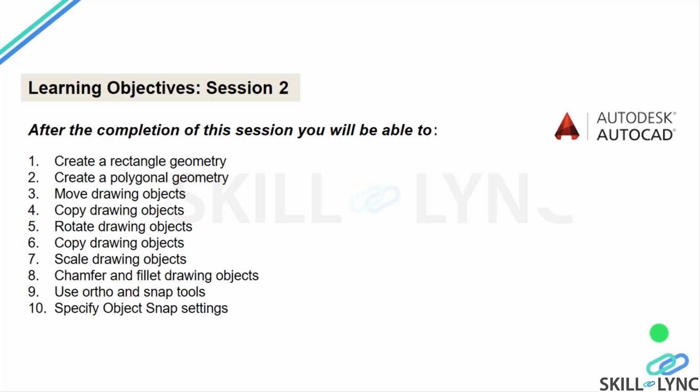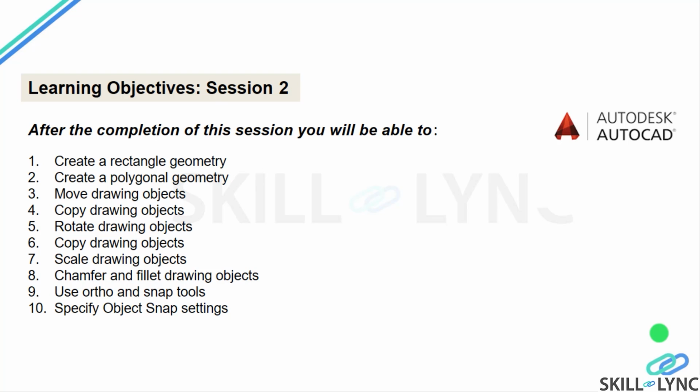This is the sketching tool that we will learn. In the previous session we learned about line and circle. Here we will learn about rectangle and polygon. Apart from that, we will be learning the editing tools like moving an object, copying an object, rotating an object, scaling drawing objects, chamfer and fillet, and using ortho and snap tools and object snapping settings. Ortho and snap are very important tools while we are working. Chamfering means creating an edge at a corner, and filleting is making a round at the corner. These are very important editing tools.